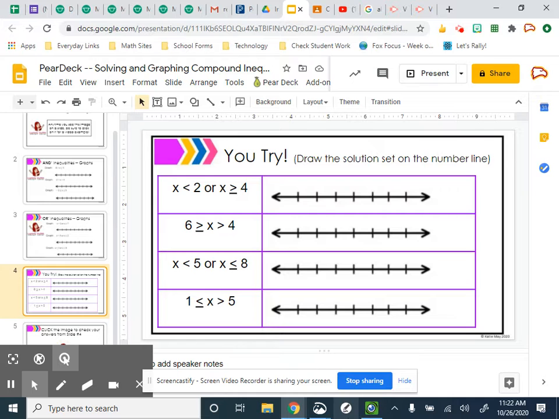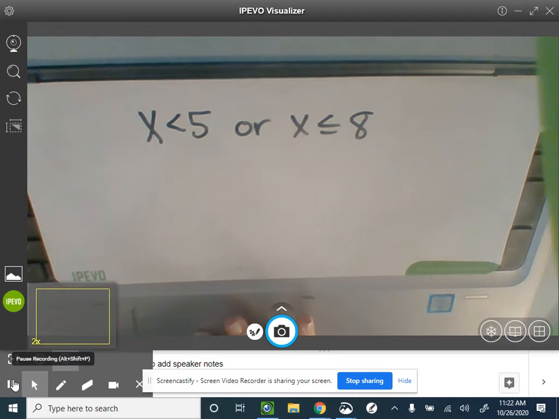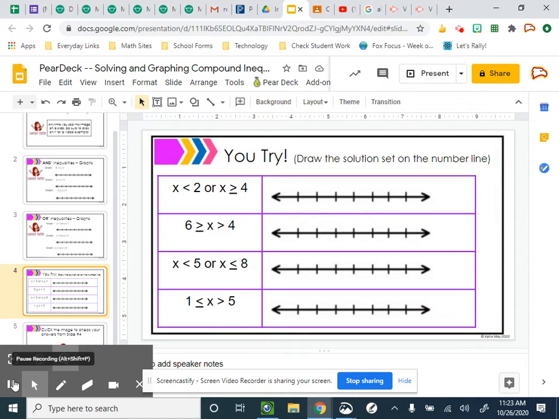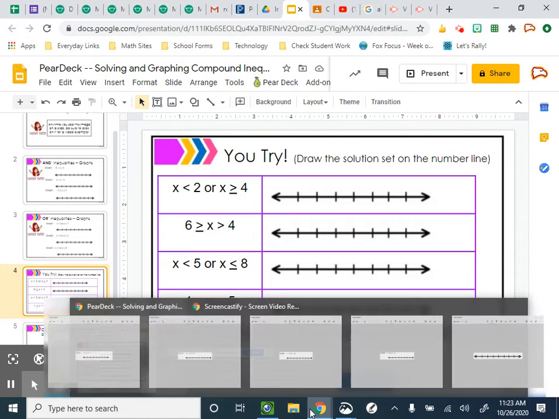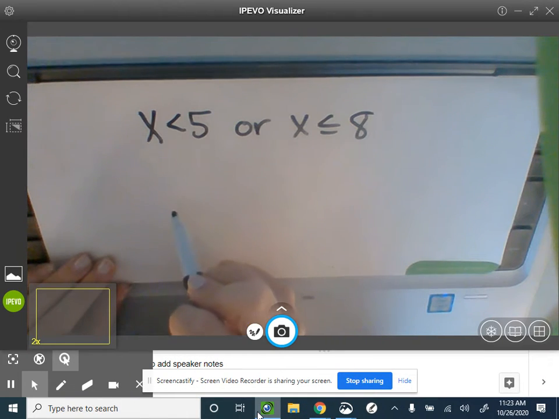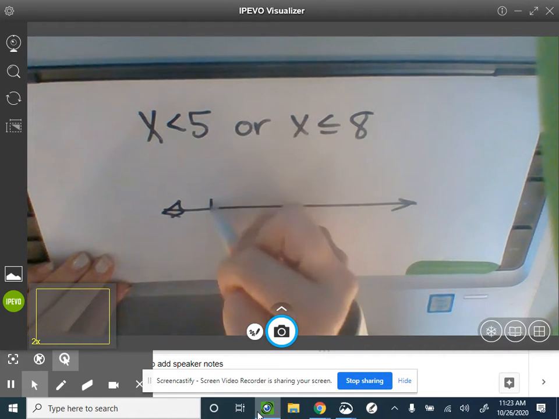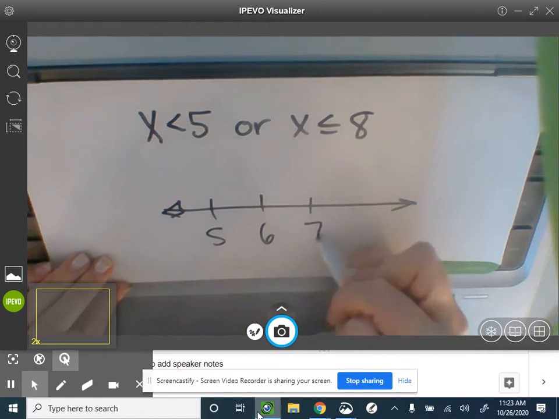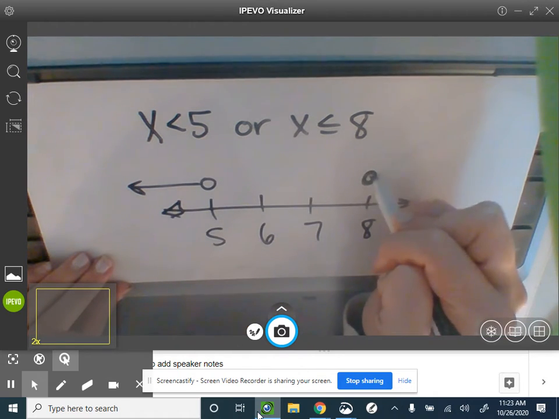All right, so we have another or, which means it only has to be true for one at a time. So we have x is less than 5 or x is less than or equal to 8. So we have 5, 6, 7, 8. So we have less than 5 or less than or equal to 8.